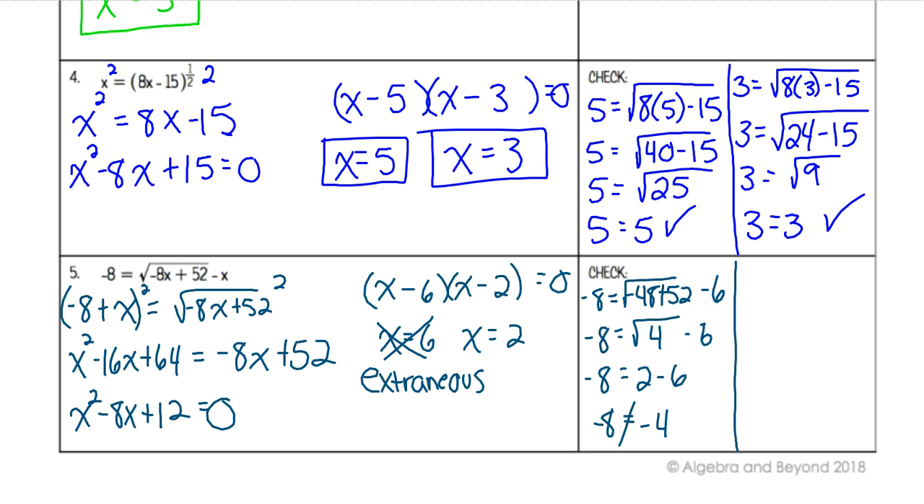It did not work when I plugged it back in. So let's see if over here if 2 works. So same idea, I'm going to plug it in. Let's see, negative 8 times 2, that's negative 16 plus 52, all inside my square root. And then we're subtracting 2.